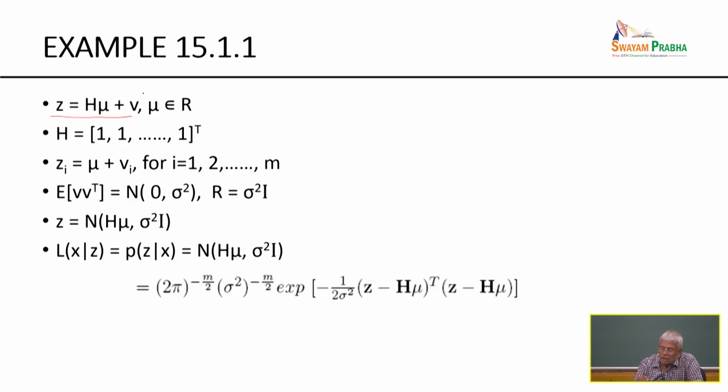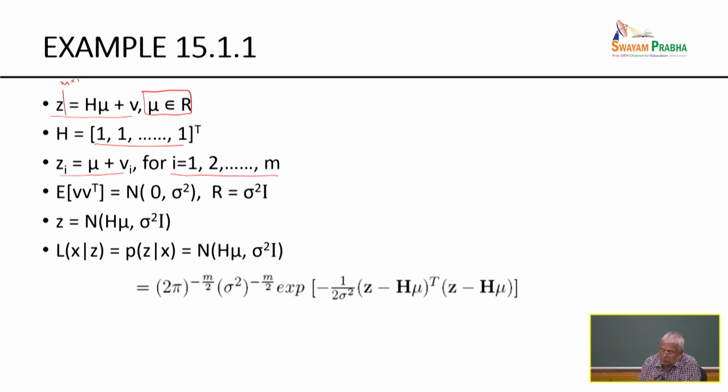So here, mu is a real number. H is a vector of all ones. Z is a vector, which is m by 1. H is, I'm sorry, again a vector, an m vector. V is a vector of size m. So Zi is equal to mu plus Vi. Each component Zi is a constant plus the noise, and this happens for i equal to 1 to m.